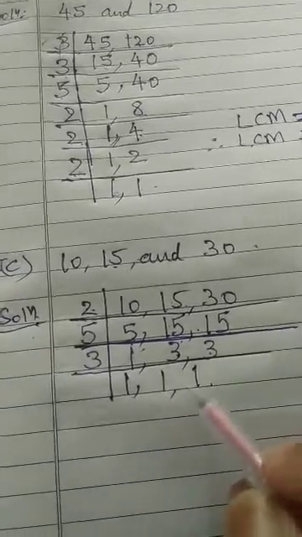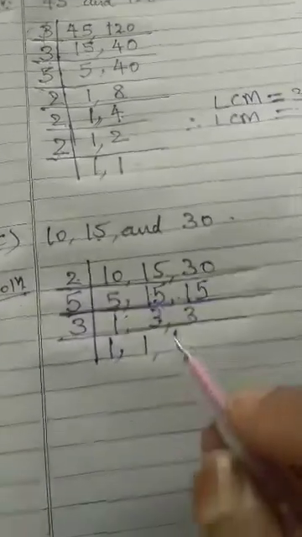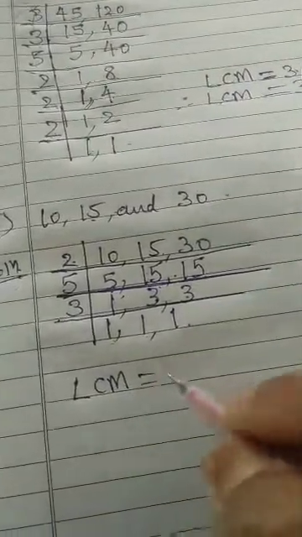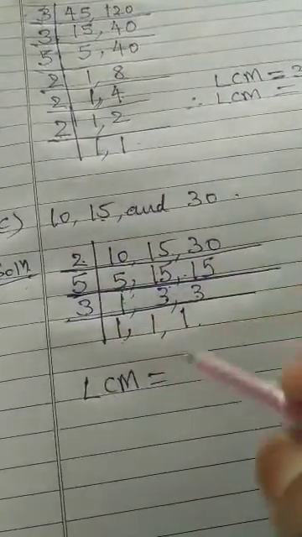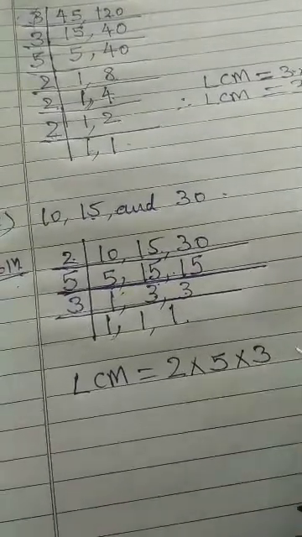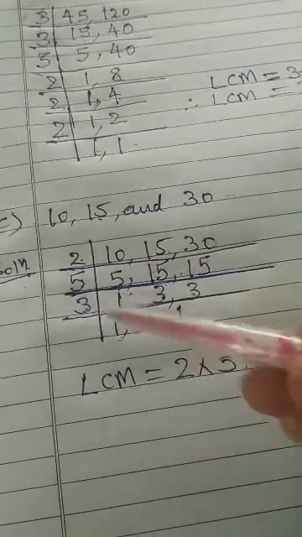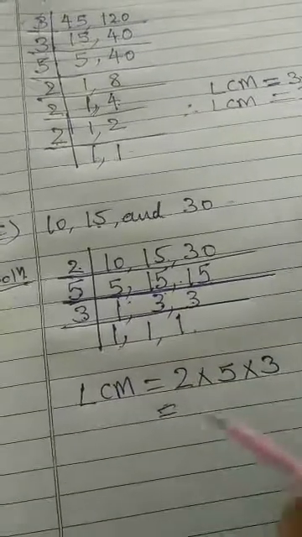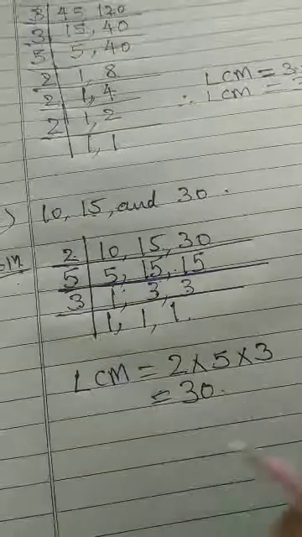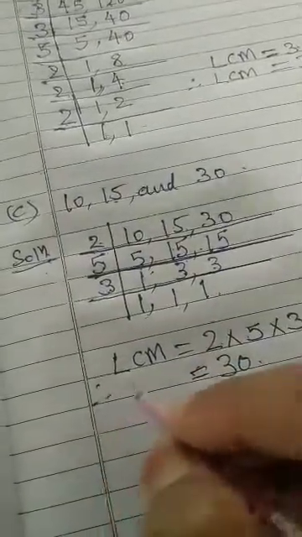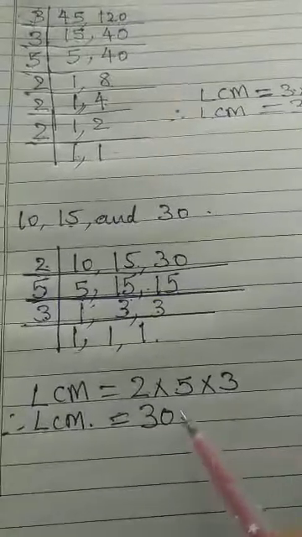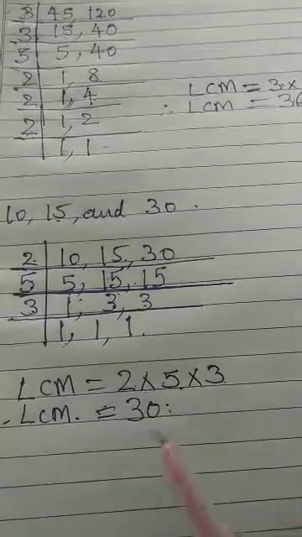So now you got everywhere 1 1 1. Now how to write LCM? LCM is equal to, multiply these digits, 2 into 5 into 3. These numbers you have to multiply. 2 5s are 10, 10 3s are 30. Therefore, LCM is equal to 30.